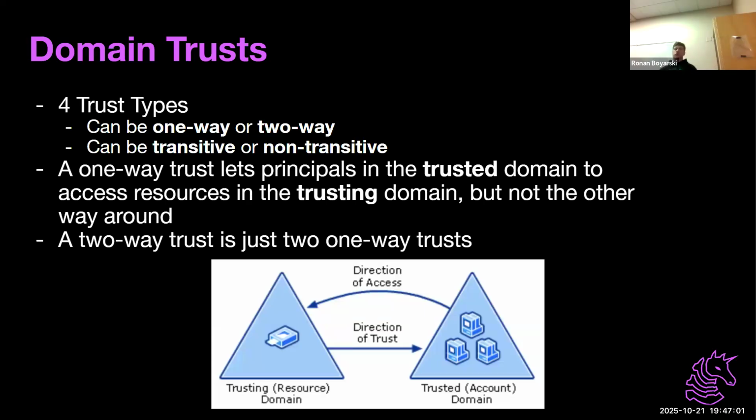Now there are 4 types of trust, and it's a 2x2 matrix. It's, do we trust in one way or both ways? And is it transitive or non-transitive? And of course, transitivity is always really, really fun. So a one-way trust lets people in the trusted domain access resources in the trusting domain, but not the other way around. And a two-way trust, with peak engineering, is just 2 one-way trusts pointing in opposite directions. That's it. That's all a two-way trust is.